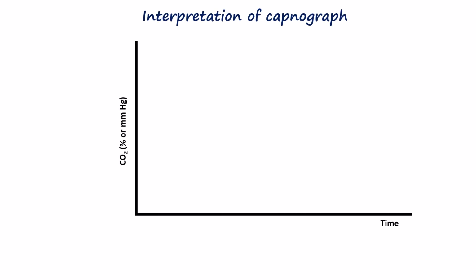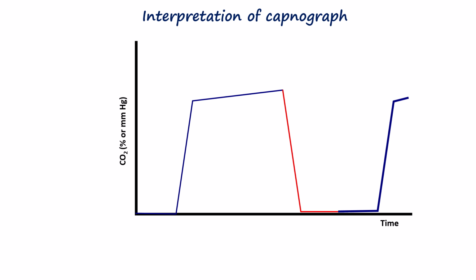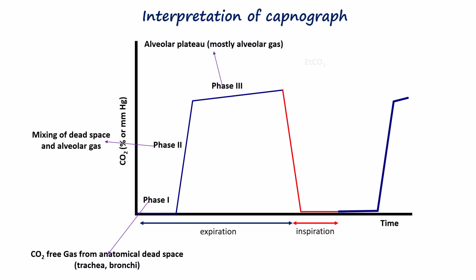Finally, we have reached the most interesting part of this video, the interpretation of capnography waveforms. Let's begin by looking at the normal capnograph. We have already discussed the anatomy of normal capnogram, which consists of 4 phases labeled phase 0 to phase 3. Each phase corresponds to the changing concentration of CO2 at different points in the respiratory cycle.